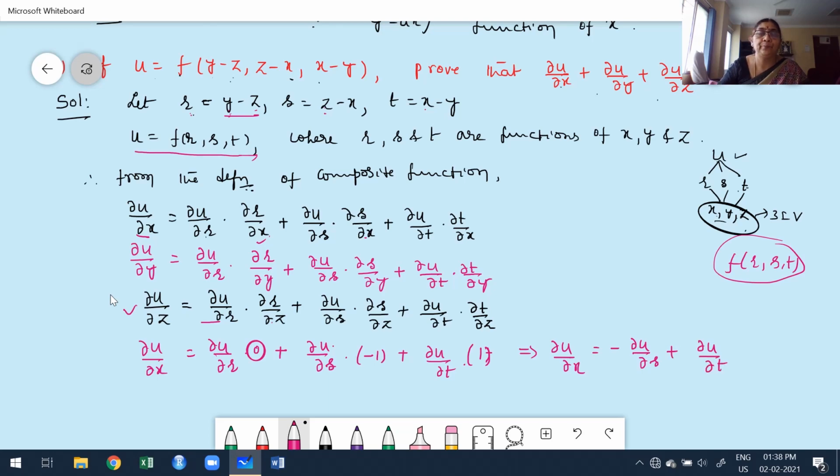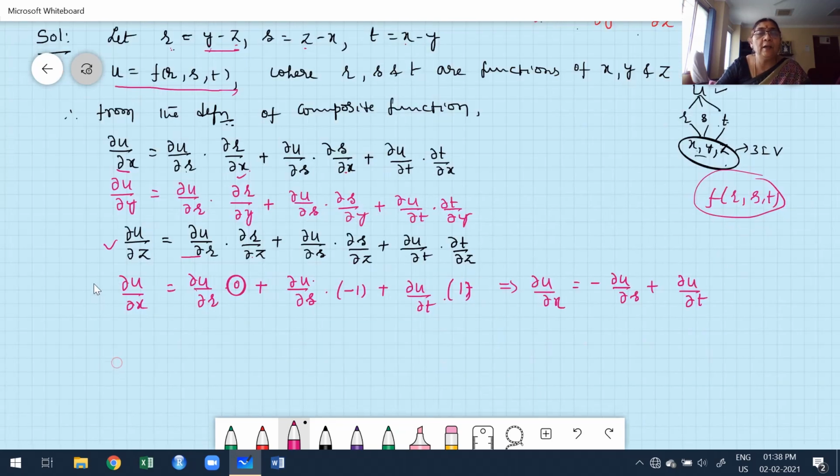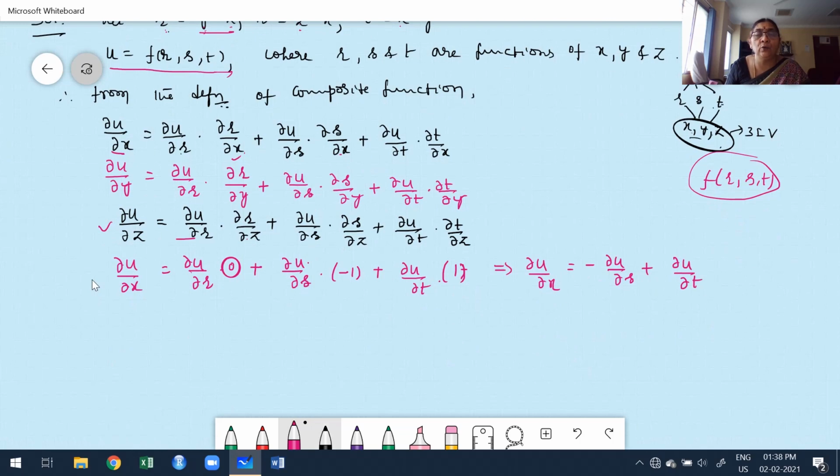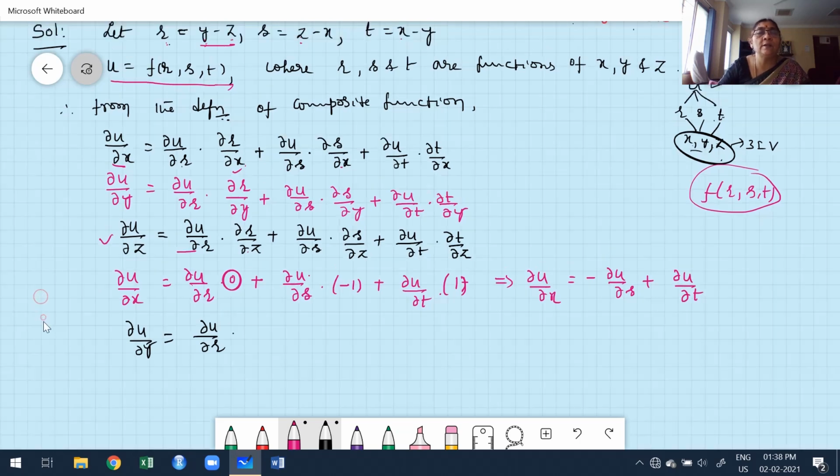Okay, fine. And then similarly, I have to find out what actually ∂U/∂Y is. What is ∂U/∂Y? ∂U/∂Y, again U is a function of R, S, T, you can't write any value. Leave it ∂U/∂R. What is ∂R/∂Y? Now you already know what R is.